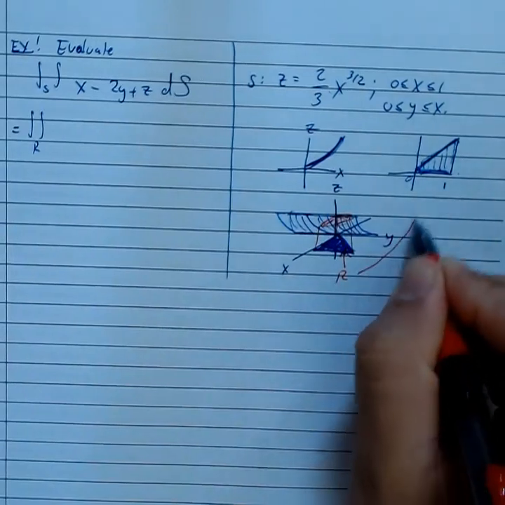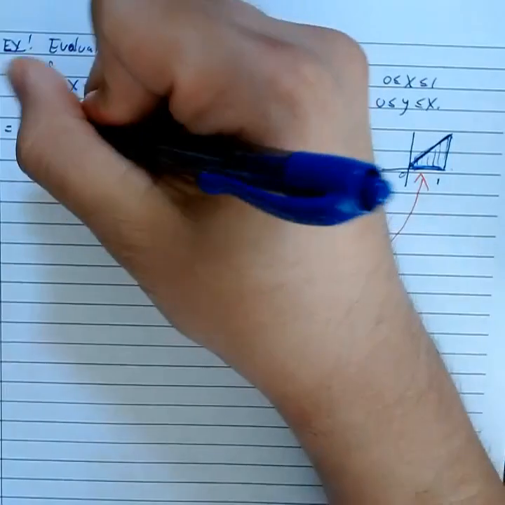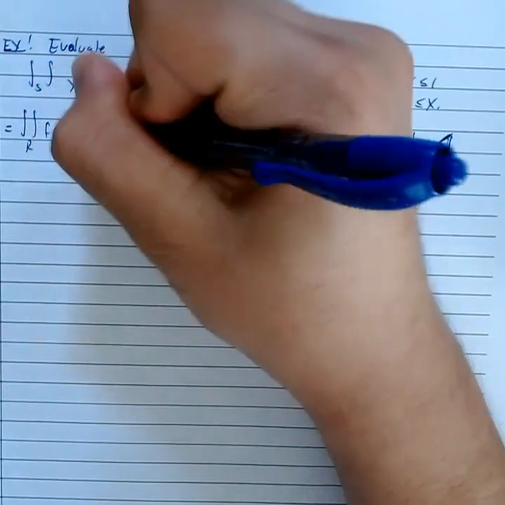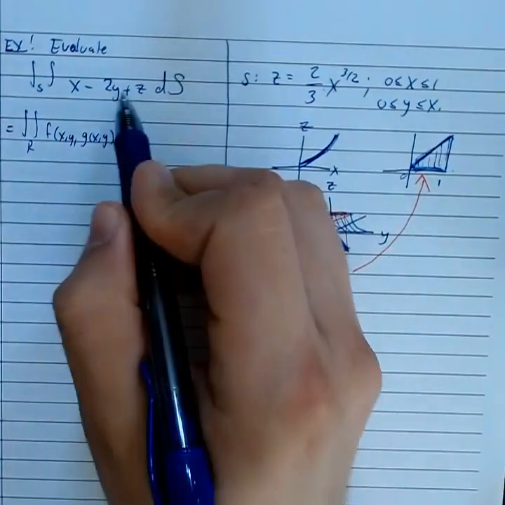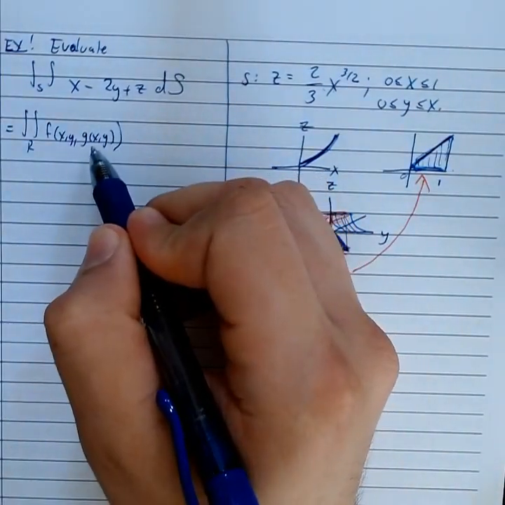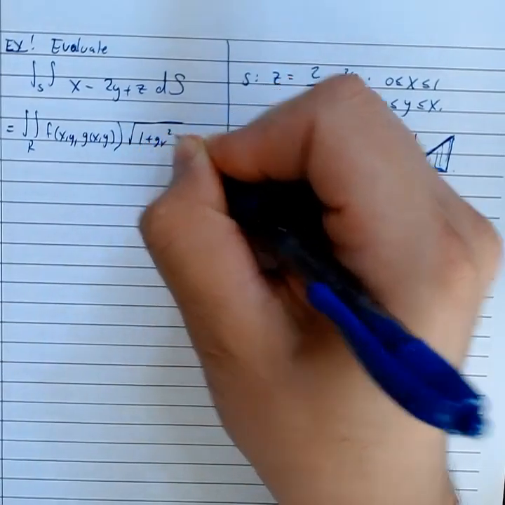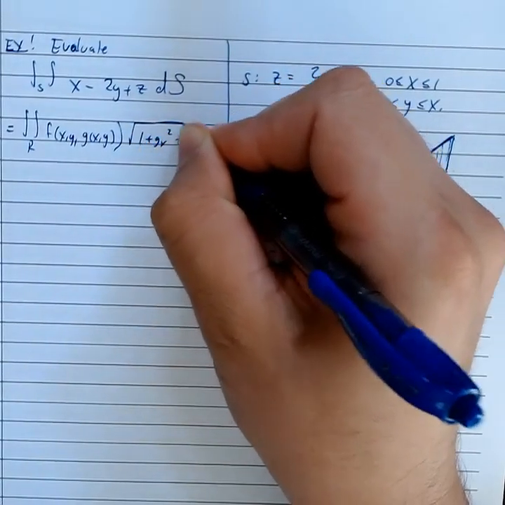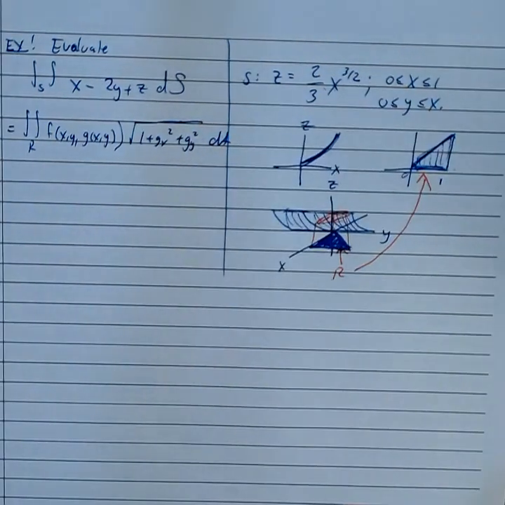It's this one over here, and that's your R. It's the double integral over R of f of x comma y comma g of x comma y. We don't want to leave 3 variables. We can only use 2 since we're using a double integral. And then that's going to be times the square root of 1 plus g sub x squared plus g sub y squared dA.